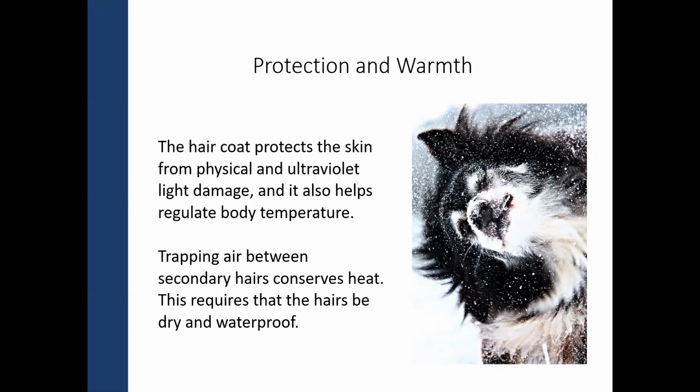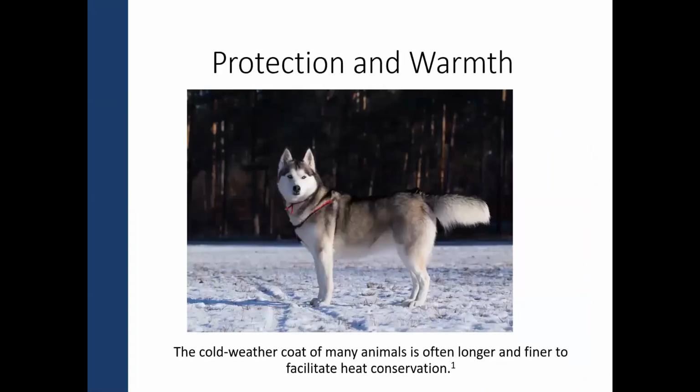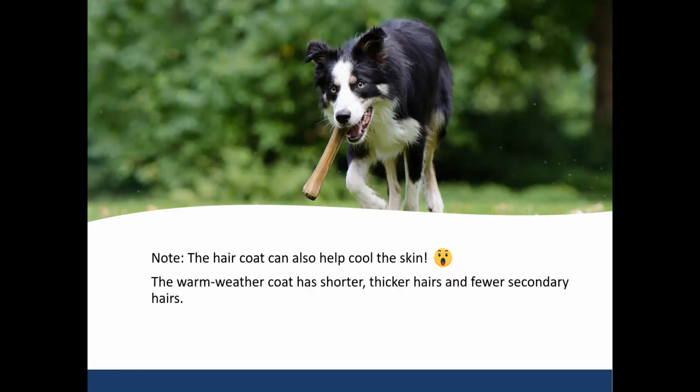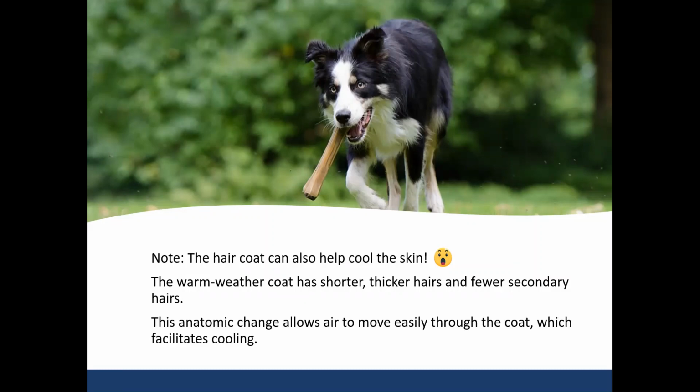Trapping air between secondary hairs conserves heat. This requires that the hairs be dry and waterproof. The cold weather coat of many animals is often longer and finer to facilitate this heat conservation. The hair coat can also help cool the skin. The warm weather coat has shorter, thicker hairs and fewer secondary hairs. This anatomic change allows air to move easily through the coat, which facilitates cooling.